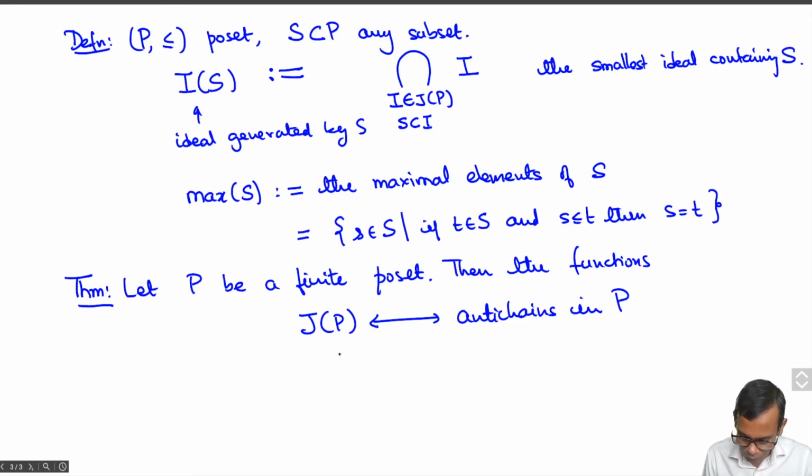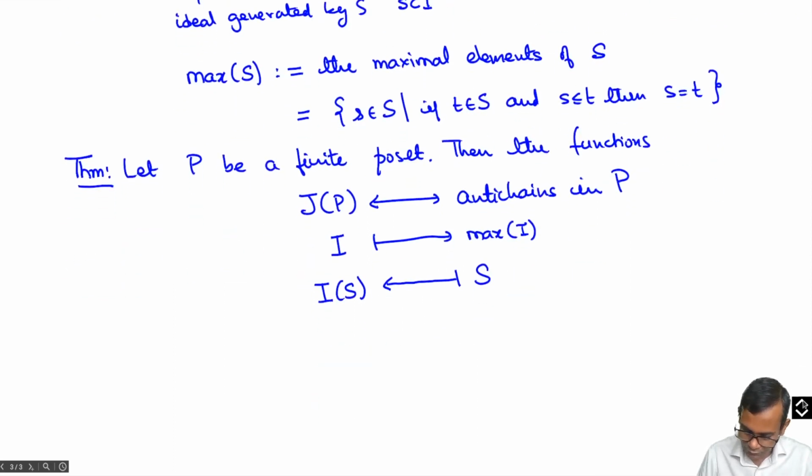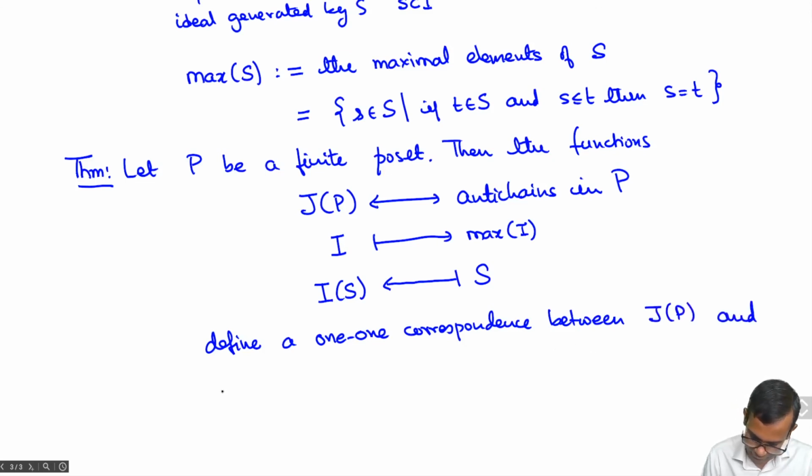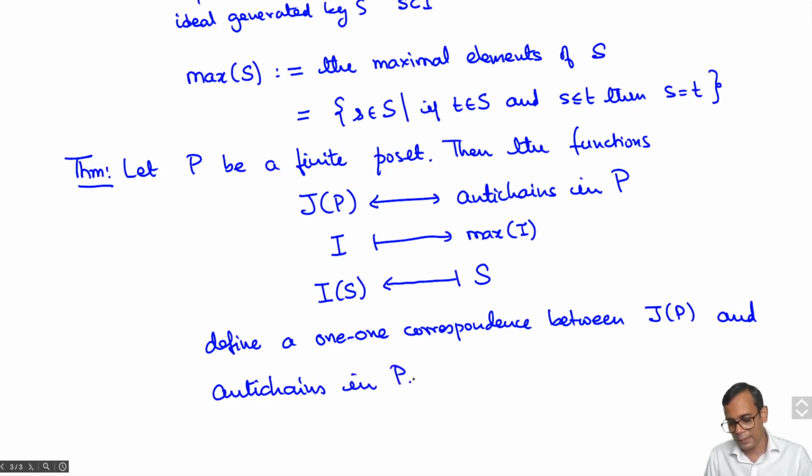And so how does it go? An ideal I goes to max I, and a subset S goes to I_S, the ideal generated by S. These functions define a bijection, a one-to-one correspondence between J(P) and anti-chains in P. What I mean is that these are mutually inverse functions, and therefore these two sets are in bijection.